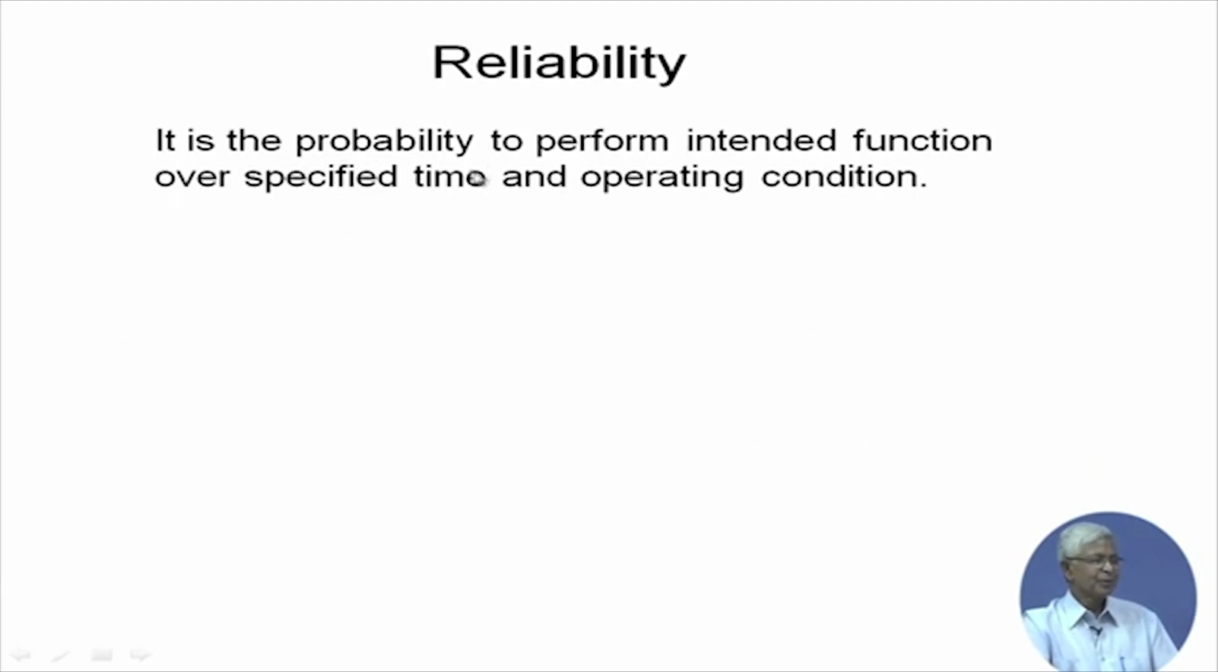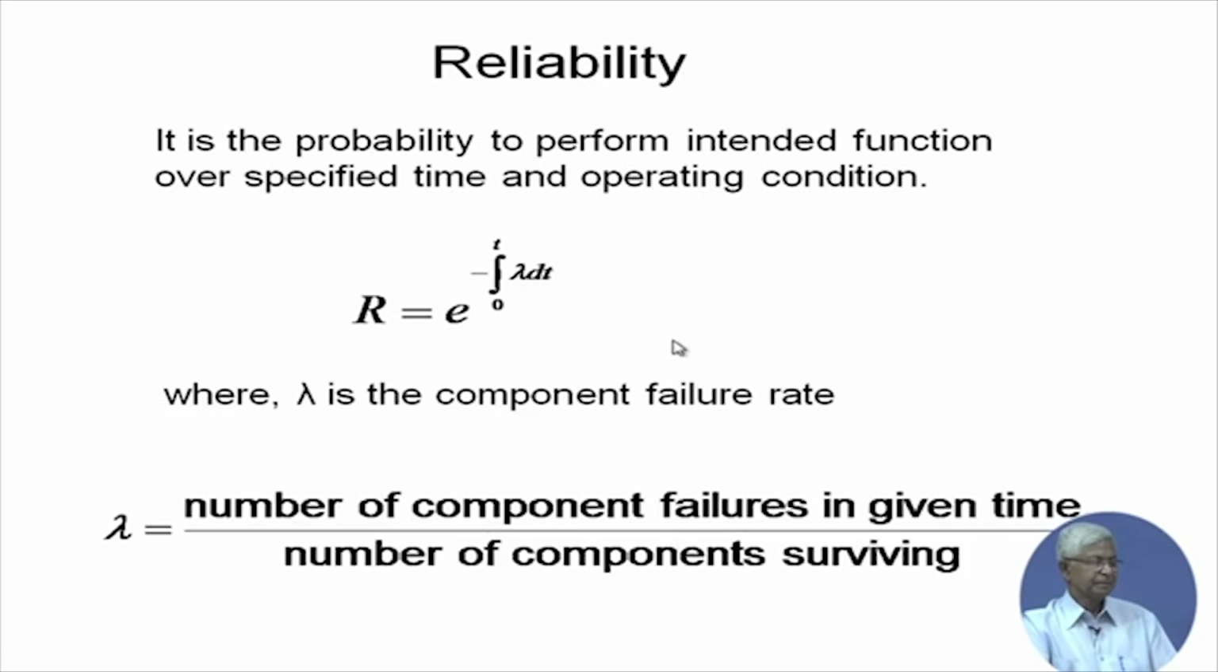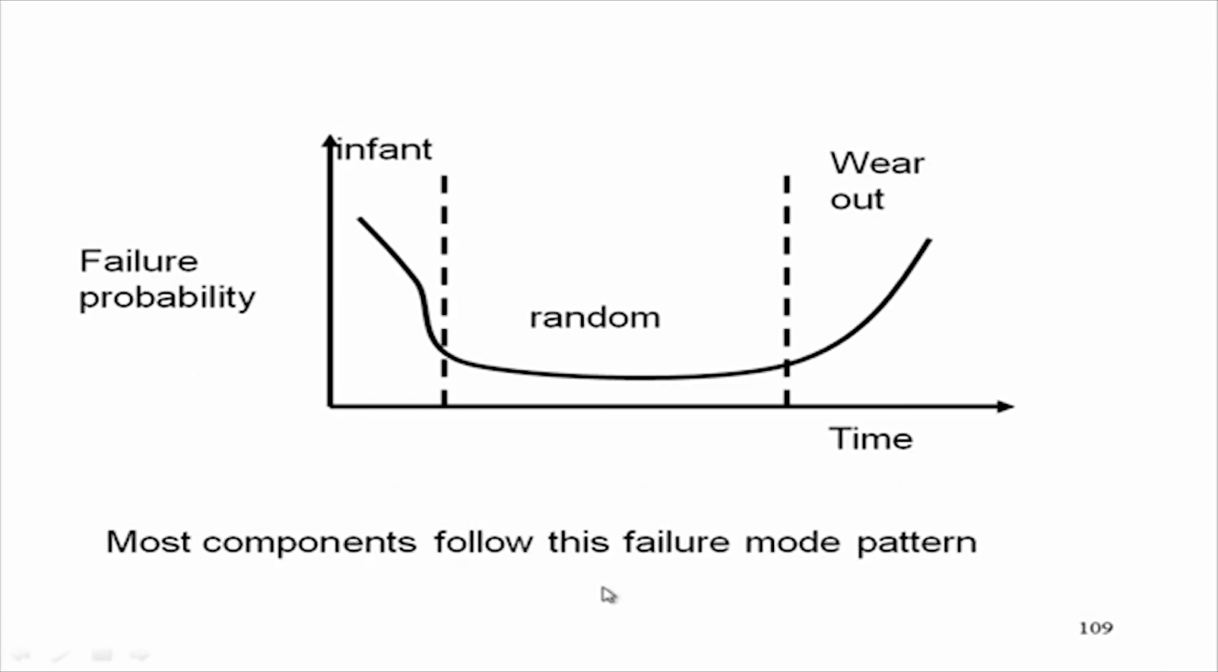Reliability by definition is the probability to perform the intended function over a specified time and operating condition. Reliability is defined as the exponential of minus the integration from 0 to t of lambda dt, where lambda is the failure rate: the number of component failures in a given time divided by the number of components that are surviving.